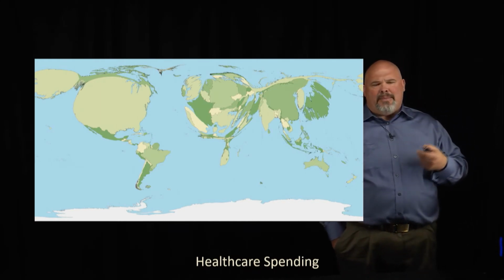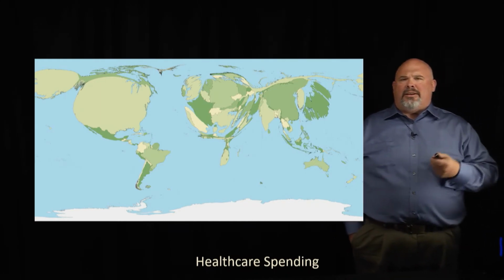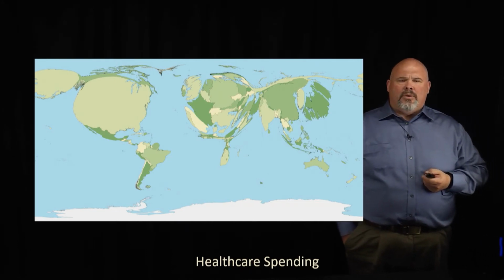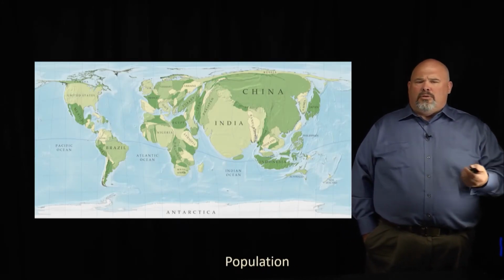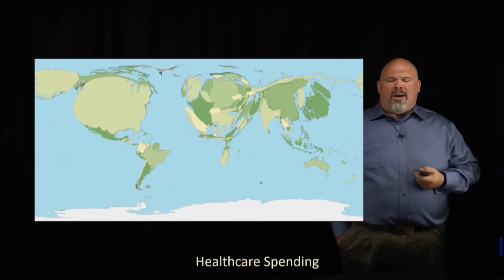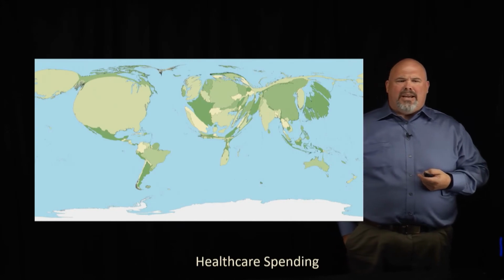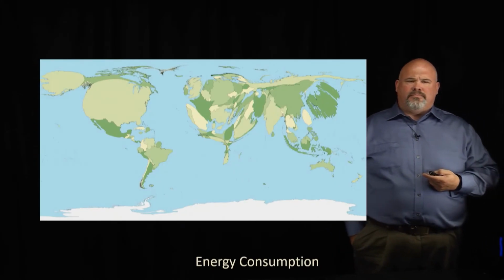Healthcare spending. Now, this is a map that lots of people will turn to and say, look at the United States. What are we doing? We spend way too much money on healthcare, right? Look at our population. Look at our healthcare spending. It's kind of out of control. India and China aren't spending nearly as much on healthcare as we are.